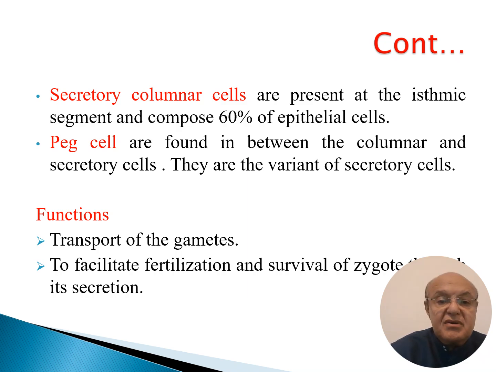And also there are secretory columnar cells and peg cells. They are secretory cells to give some lubrication to the fallopian tubes. The function of these fallopian tubes is transport of gametes, whether they are sperm or egg or fertilized egg, and to facilitate fertilization and survival of the zygote with its secretion. A zygote is a fertilized egg.